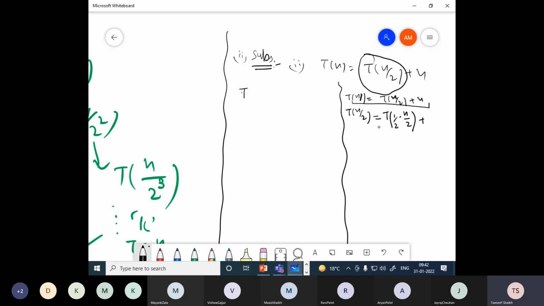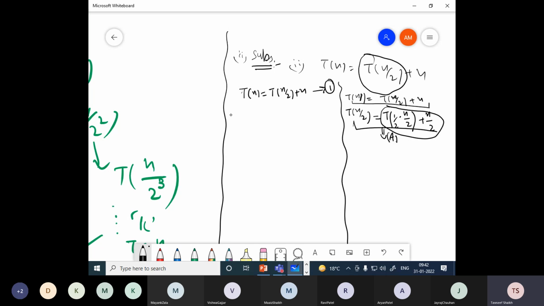Then again, there is n in place of n, again n by 2. This is for T of n by 2. So the original recurrence was T of n is equal to T of n by 2 plus n, equation number 1. T of n by 2 we got that's equal to this much. Mark it as equation number A.